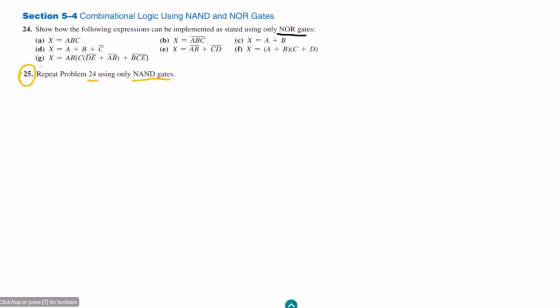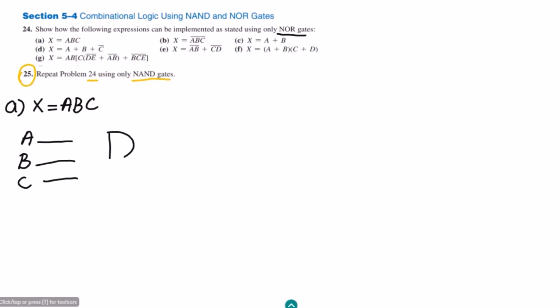Let me repeat part A here, and we will follow the same procedure that we followed for question 24. The first expression we have is ABC. We can see that this is the AND operation carried out between the 3 inputs A, B, C. These 3 are given to a 3 input NAND gate.